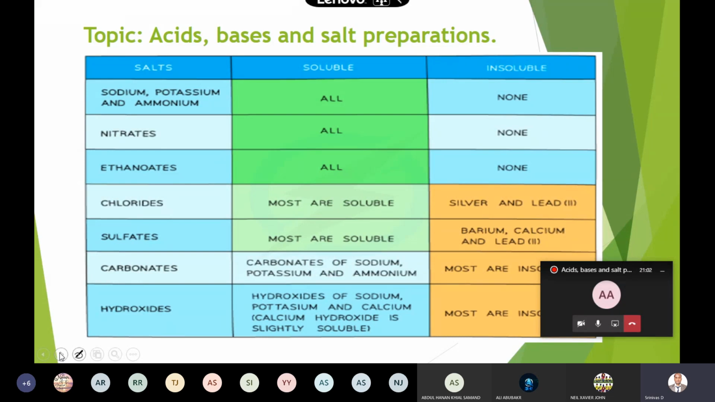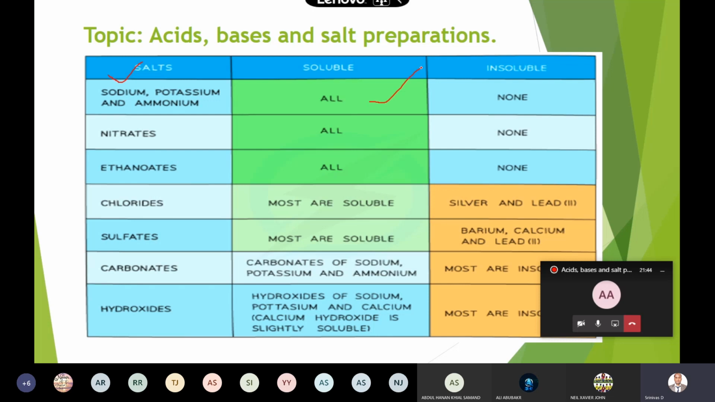Salts of sodium, potassium, and ammonium: all these salts are soluble. So don't get confused with just the general term salts. Sodium salt can be sodium chloride, sodium fluoride, sodium sulfate, or sodium nitrate. Chlorides, fluorides, nitrates, sulfates. So all salts of sodium, potassium, and ammonium are soluble.